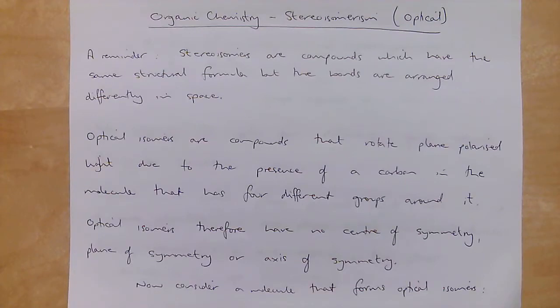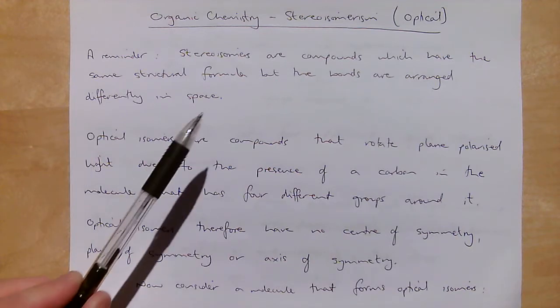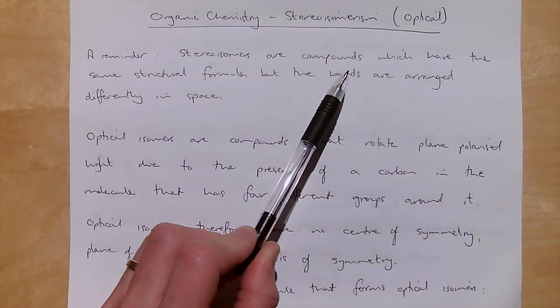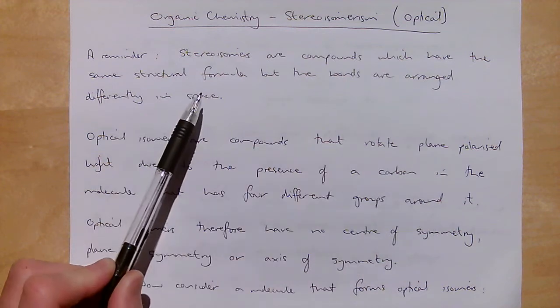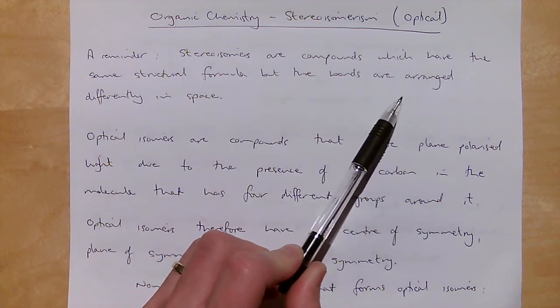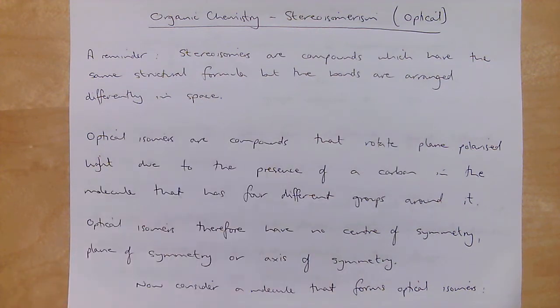Okay, welcome back to McNabb Chemistry, and today we're going to have a look at the second form of stereoisomerism known as optical isomerism. Just to start with, a reminder that stereoisomers are compounds which have the same structural formulae but the bonds are arranged differently in space.